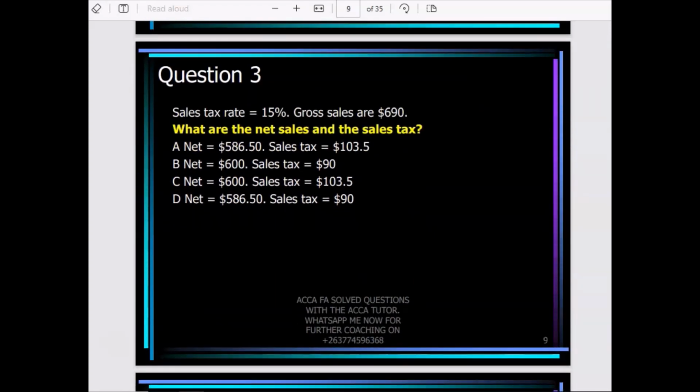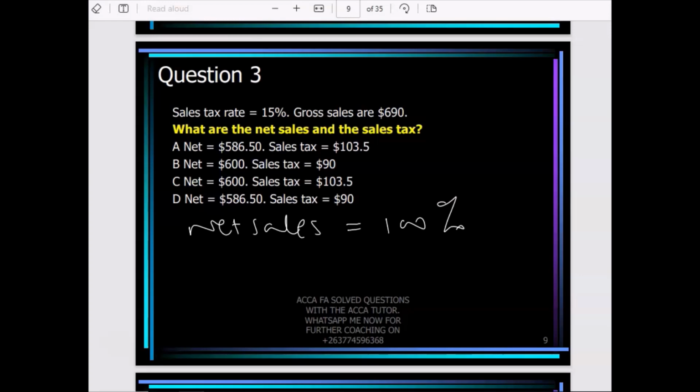Okay, question number 3. Sales tax rate is equal to 15%. Gross sales are $690. What are the net sales and the sales tax? Ladies and gentlemen, net sales are considered 100% of the selling price, okay, excluding sales tax.